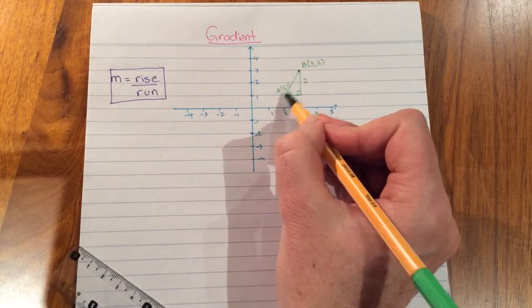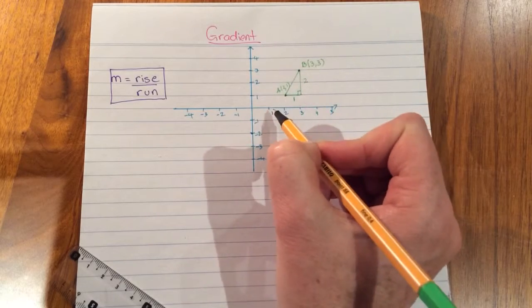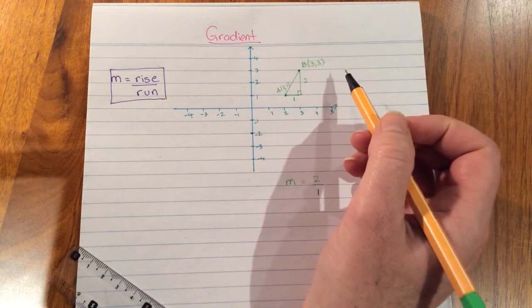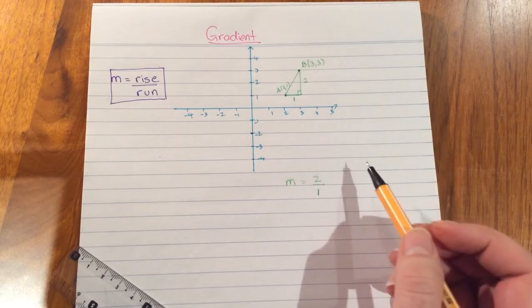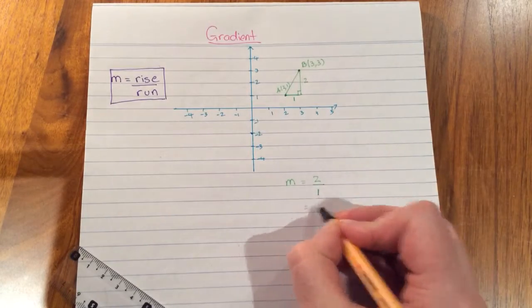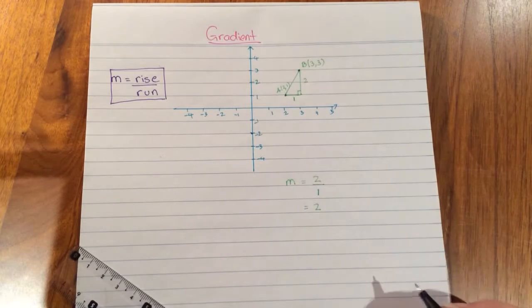Now as we're going left to right, we can see that this line is going up, so it is a positive gradient. So it's going to be positive 2 over 1. 2 over 1 would be much prettier if we just left it as 2. The over 1 is not needed.